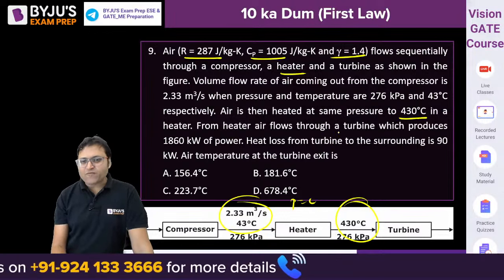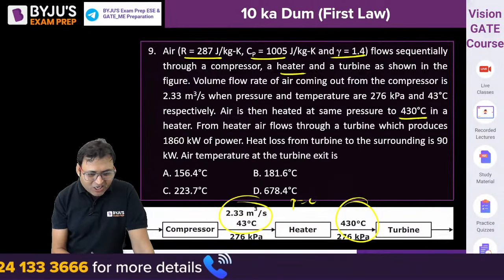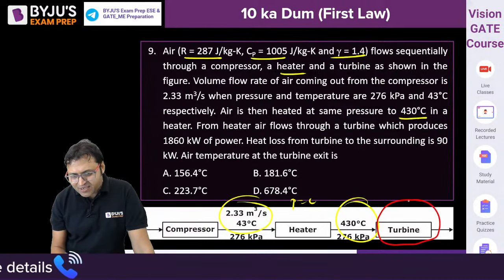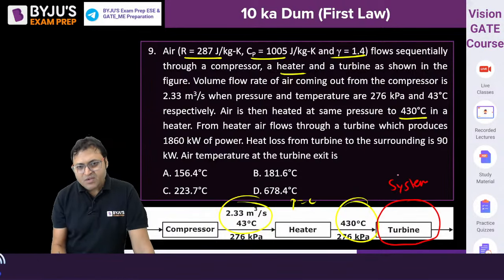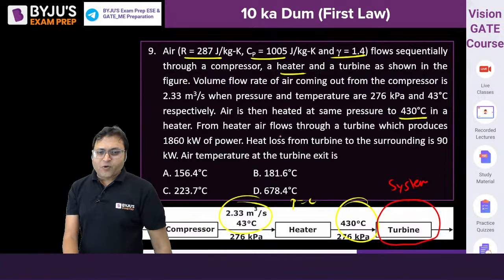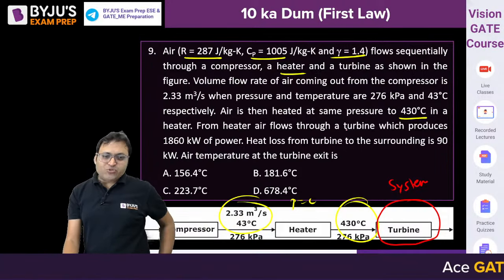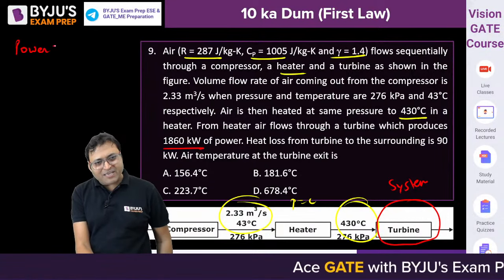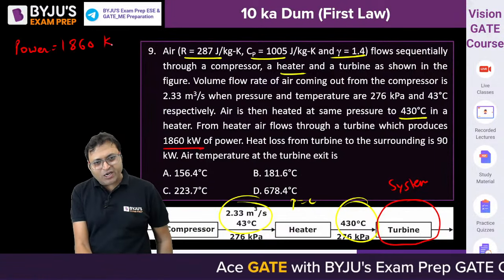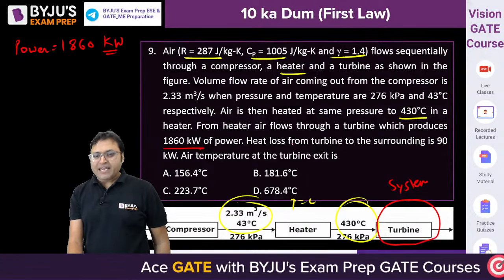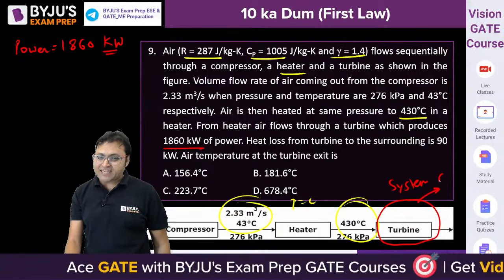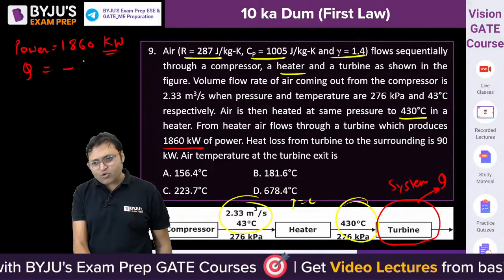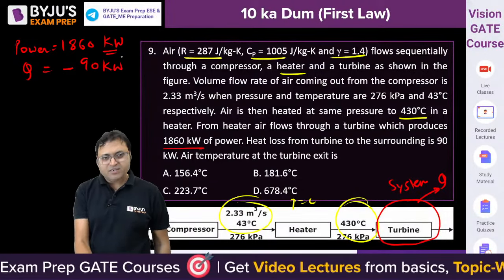From the heater, the air flows through a turbine. Our objective is to analyze this. This is the turbine, this is our system. The turbine produces 1860 kilowatt of power. The power developed is equal to 1860 kilowatt. Units are important. There is a heat loss from the turbine to the surrounding. Heat added is positive, so Q is equal to minus 90 kilowatt. Isn't it?